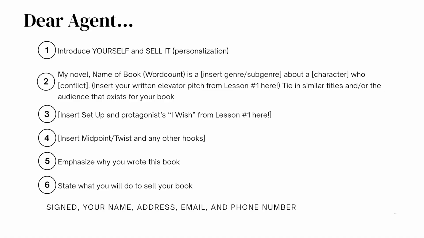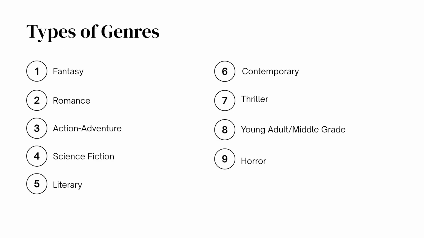An agent reading your query letter expects to see right away that your word count and book genre are in alignment with the agent's expectations and also industry standards. Then, as mentioned, after you list your word count, you need to state your book's genre. And when you think of genre, just think of fantasy, romance, action, adventure, science fiction, literary, contemporary, thriller, young adult, middle grade, horror, etc. If your book is YA, young adult, or middle grade, you should just state that.